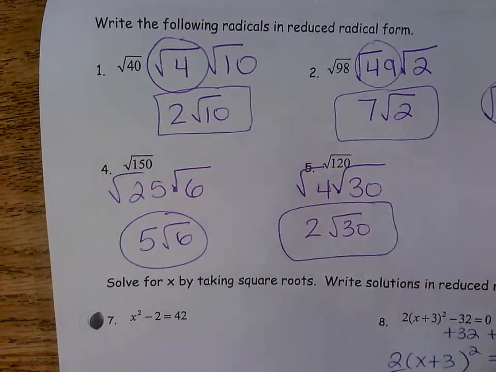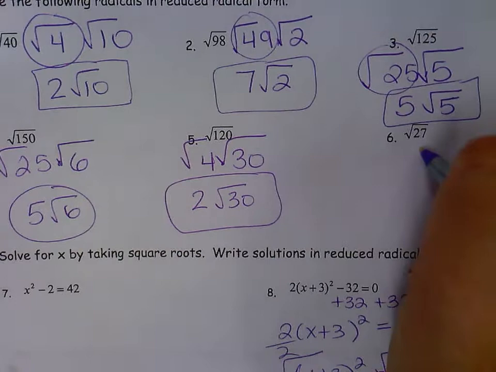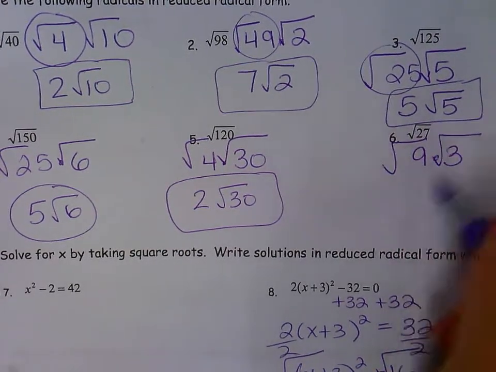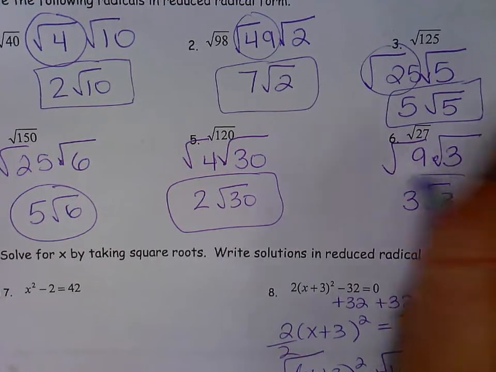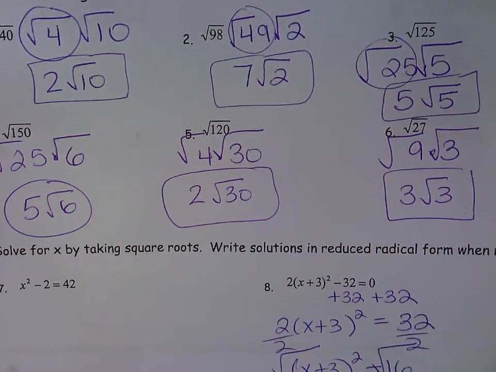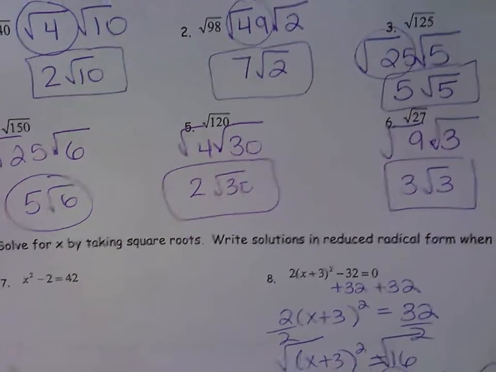So 2 root 30 is the reduced radical. And then 27 is 9 times 3. So 3 root 3 should have been your answer for number 6. We're going to come back to that again tomorrow, because when we solve with the quadratic formula, we can also put our answers in reduced radical form.